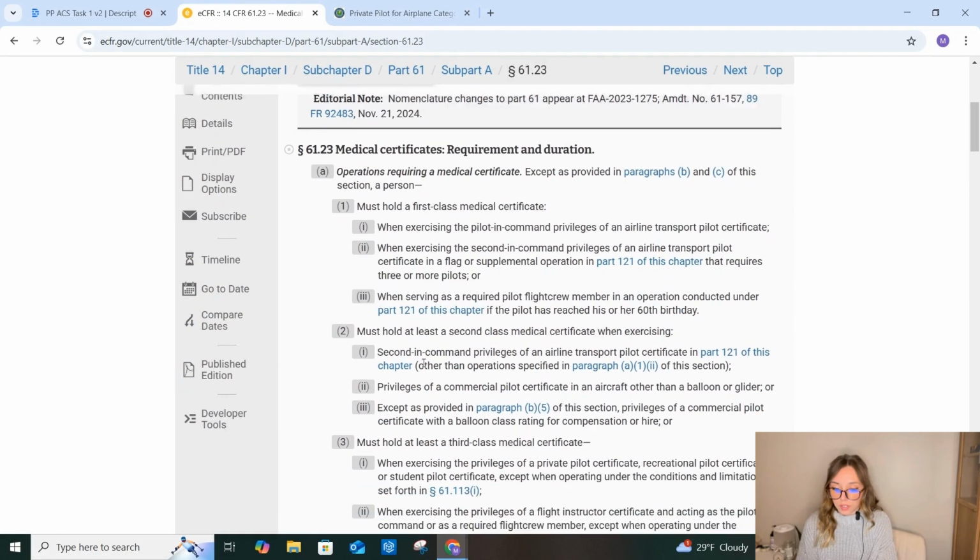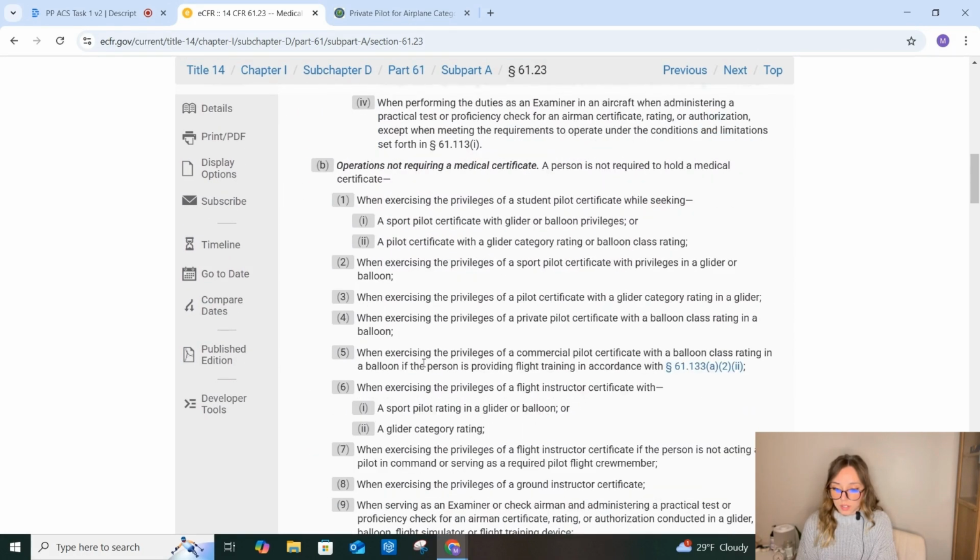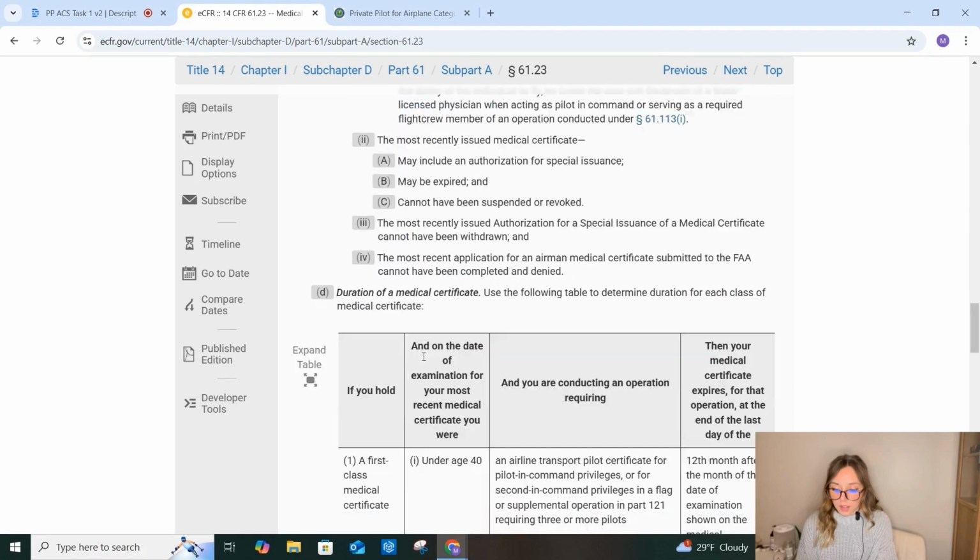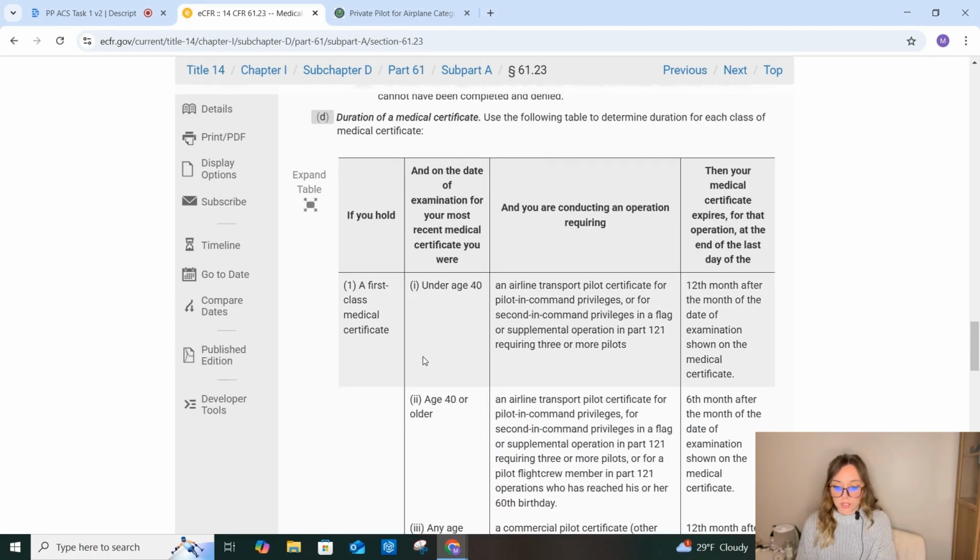So medical certificates. I am going to look at this chart. I try to remember it. It's been a little bit of time since I last looked at it, but I really think that if you can map out this chart in your head, it's easier than reading a bunch of words and knowing things. You can kind of go where you need to in your head and say, oh, I'm under 40, I have a first class medical certificate, this many months passed, what privileges do I have?